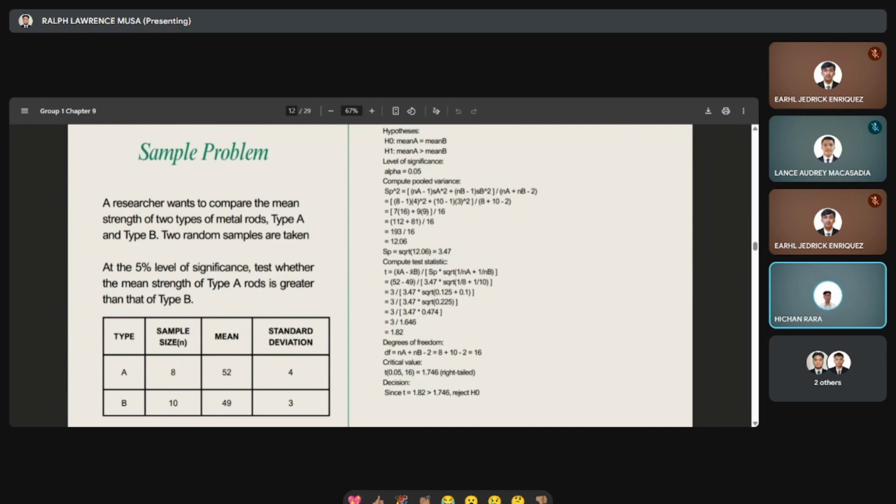So, therefore, meron na tayo ng sagot. Conclusion natin is 1.82 is greater than 1.746. So, we reject the null hypothesis, yung pinakaunang hypothesis. So, ang sagot natin is type A rods are significantly stronger than type B rods. So yun, next slide please.